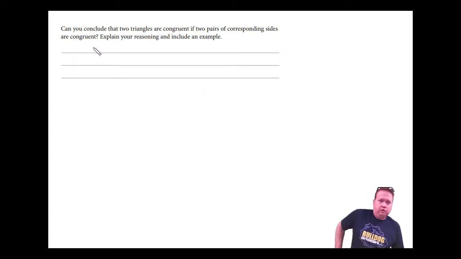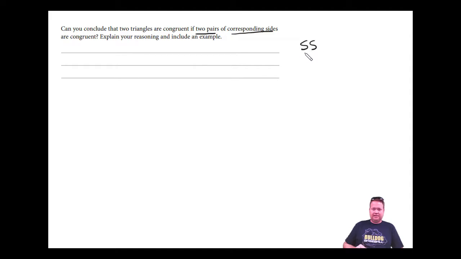This question is really important because you're going to be asked to try and reason if you can conclude that two triangles are congruent given a certain circumstance of information. Take a look at this question. Can you conclude that two triangles are congruent if we have 2 pairs of corresponding sides? Now, we don't have any theorems that tell us SS will work. We either need an included angle, so I need to know an angle in the middle, or I need to know a third side. Just knowing 2 sides isn't going to be enough.